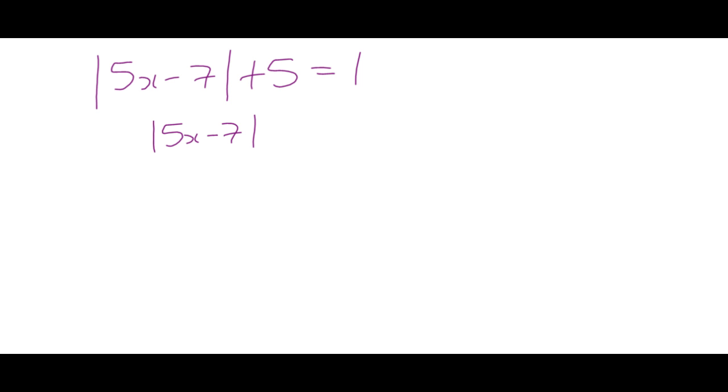The absolute value of 5x minus 7 plus 5 is equal to 1. What's step 1? Isolate the absolute value, so we have to subtract 5 from both sides. What's that going to give us? Wait. That doesn't make sense because an absolute value must be positive. So the left-hand side is positive, but the right-hand side is negative. So what's the solution? There is no solution.